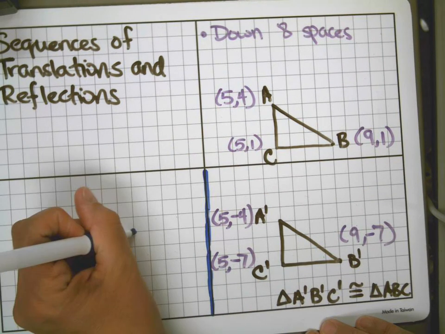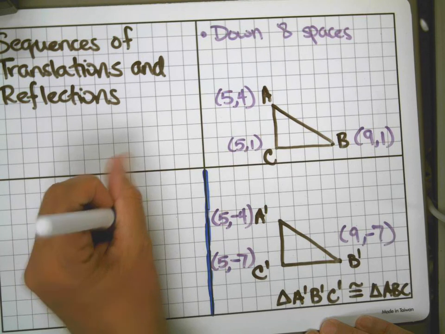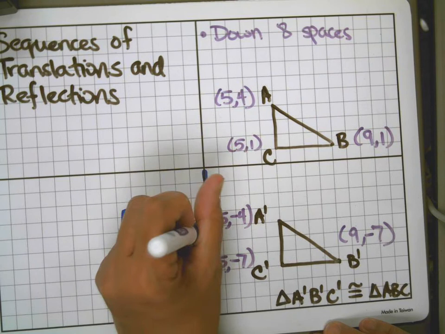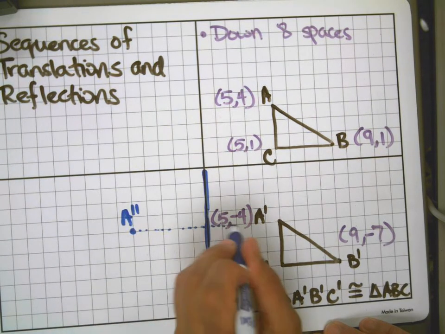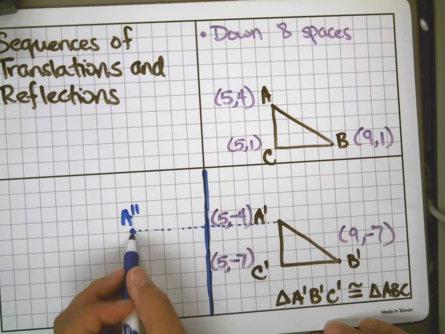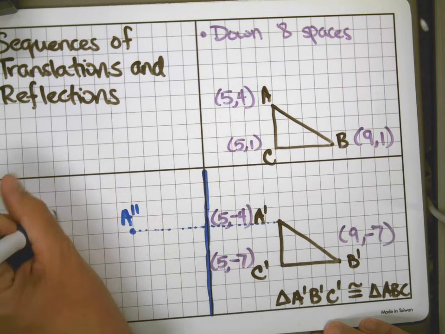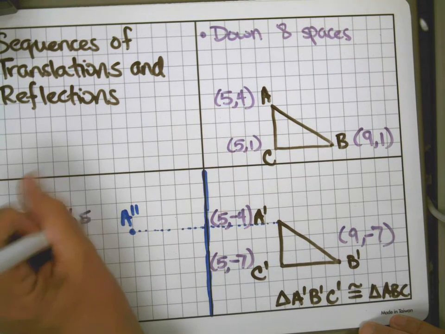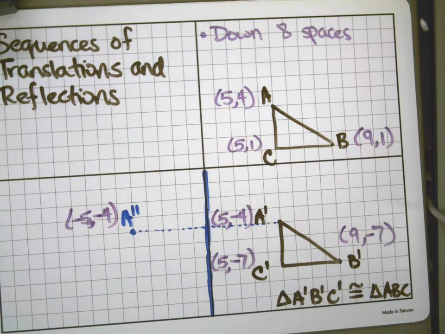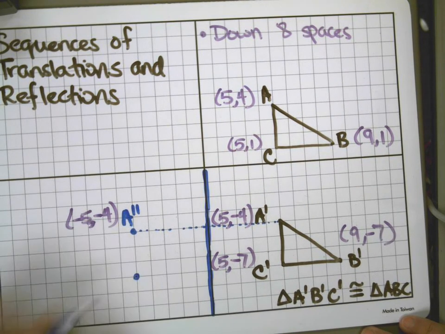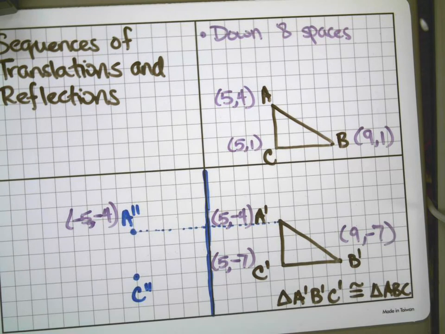So this is where my new point is, this is going to be A double prime. I know that this distance right here has to be the same as this distance over here. So instead of at positive 5, it's going to be at negative 5, still down 4 from the top. This new point, I'll write it in purple, is going to be negative 5, negative 4. Same thing with C, 5 across, 5 across. So this is C double prime.